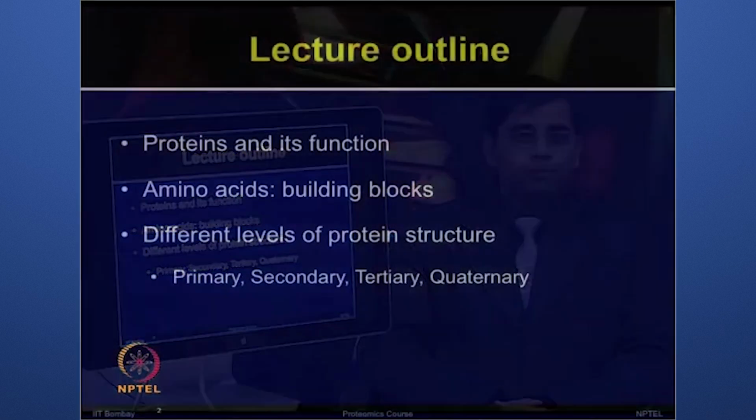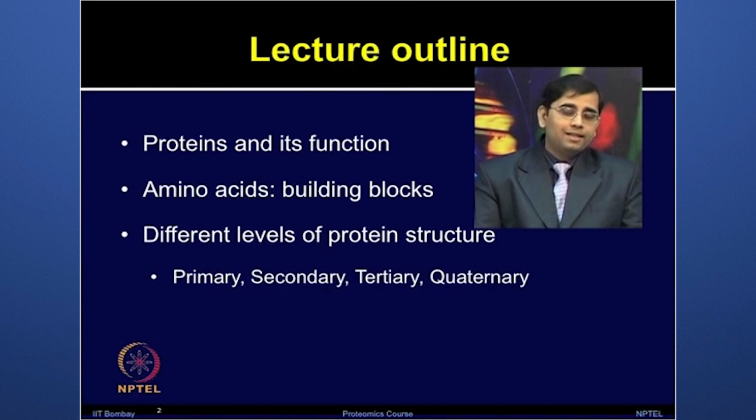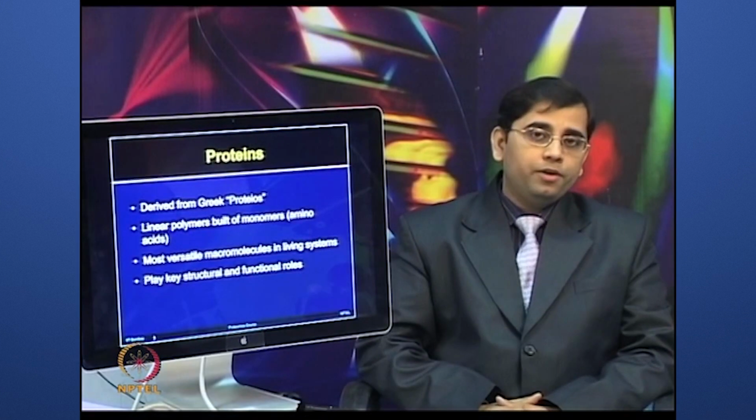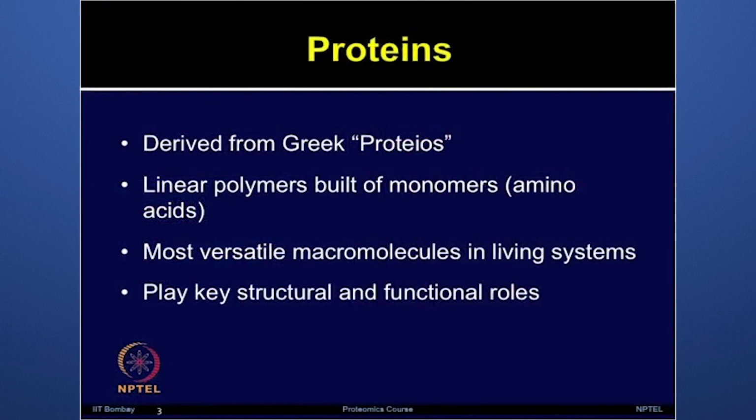We will first talk about proteins and their function, amino acids, the building blocks, and then different levels of protein structure: primary, secondary, tertiary and quaternary. The term protein was derived from the Greek word proteos, which means of the first rank or very important. This term was coined by the scientist Berzelius in 1833. These are linear polymers built of monomers or amino acid subunits. These are the most versatile macromolecules in any living system.